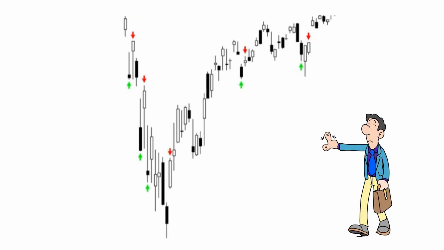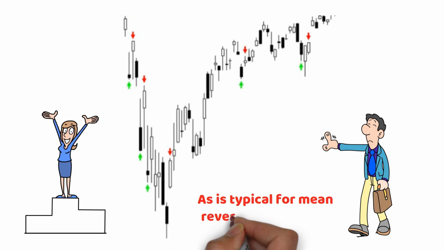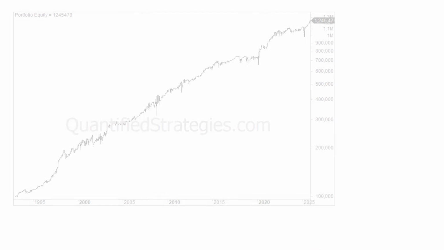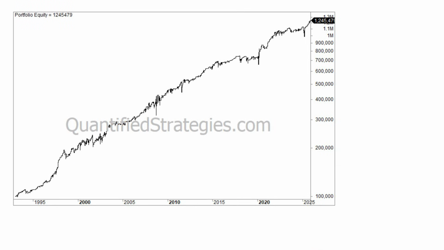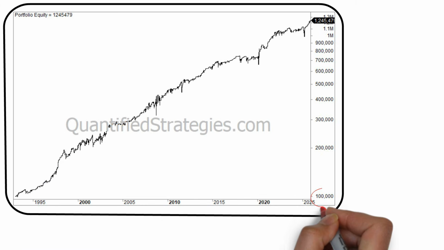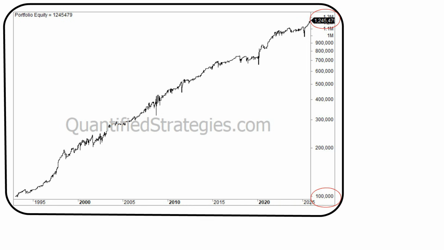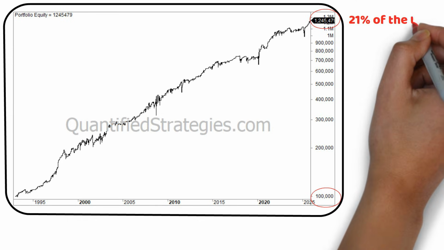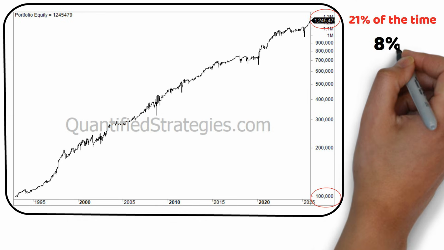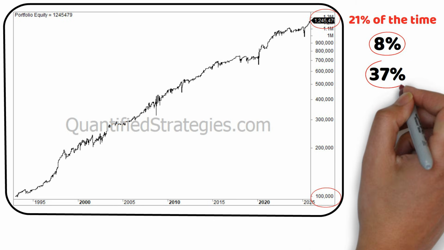Obviously, not all trades turn out to be winners, but the win rate is very high, as is typical for mean reversion strategies. If we look at the equity curve of the strategy, it's hard not to be impressed by such a simple strategy. You started with 100,000 in 1993 and end up with 1.25 million today, despite being invested just 21% of the time. The annual returns are 8%, while the risk-adjusted return is 37%.